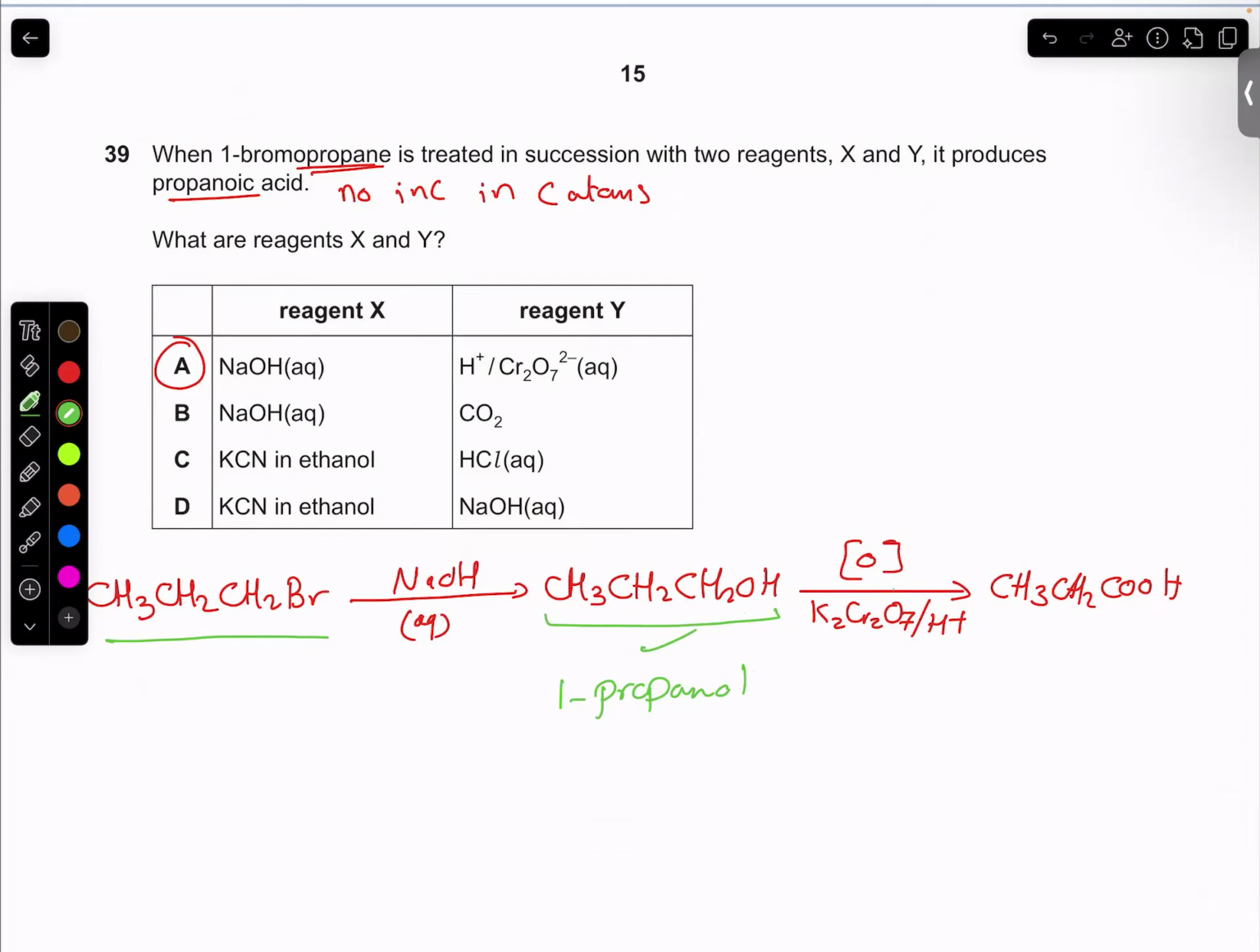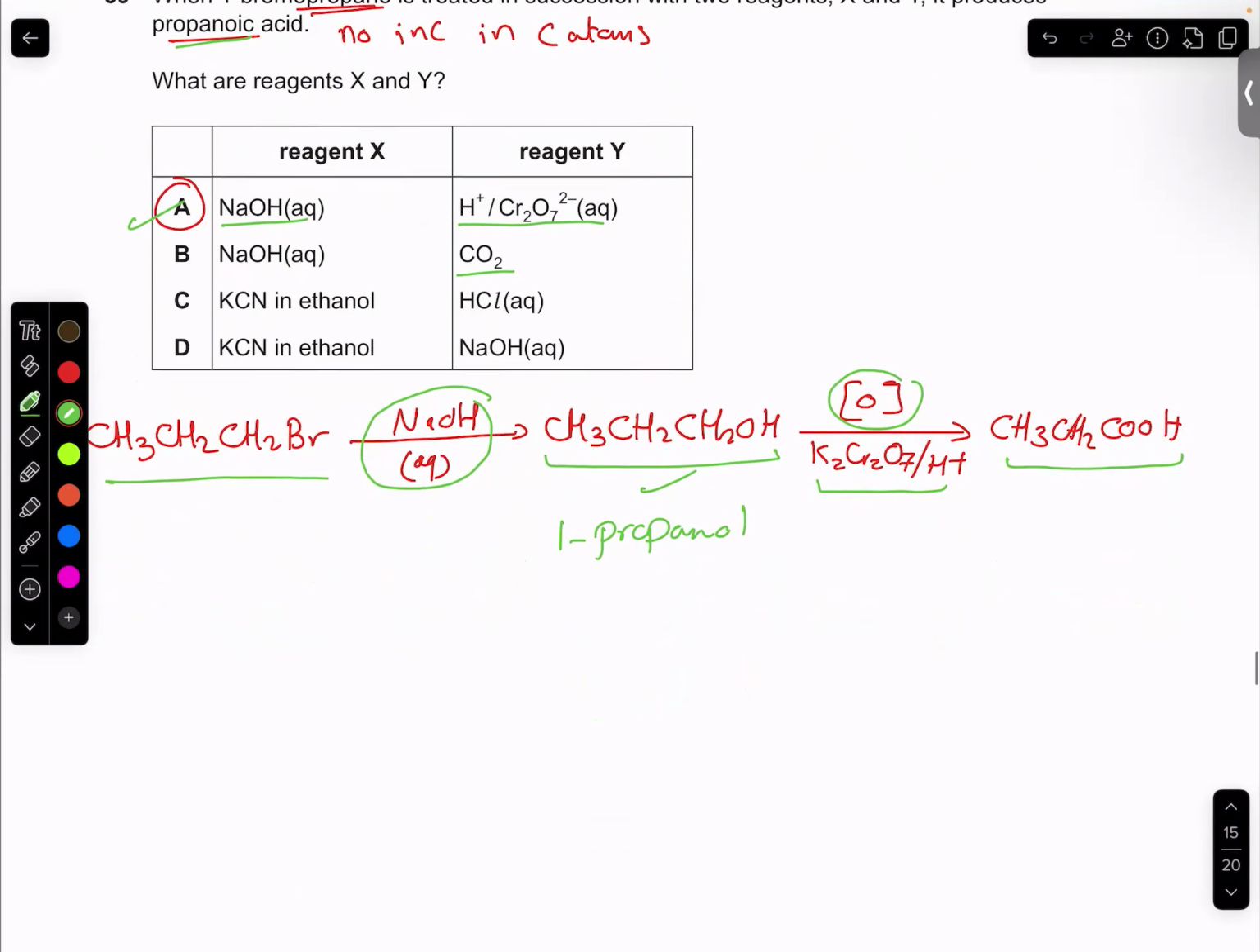If the 1-propanol undergoes oxidation with a strong oxidizing agent, it converts from alcohol into carboxylic acid, okay? So to produce propanoic acid, in the first step we have to put aqueous sodium hydroxide, and in the second step we have to carry out oxidation by a strong oxidizing agent. The first one is the answer because it is aqueous NaOH and acidified potassium dichromate(VII). This is the answer. The second one is wrong because carbon dioxide will not oxidize propanol into propanoic acid.